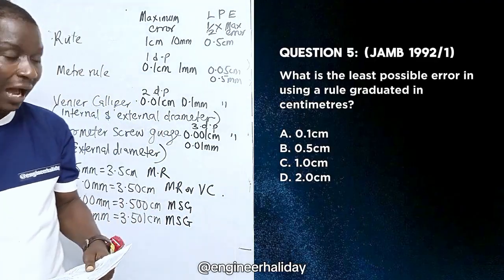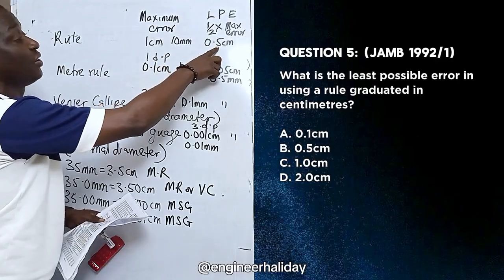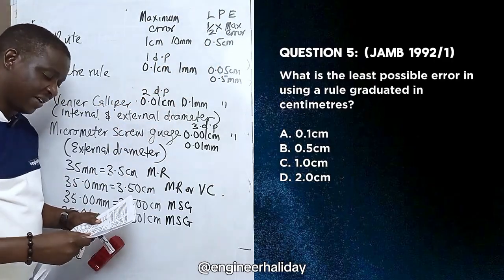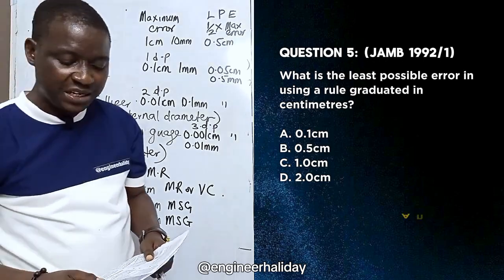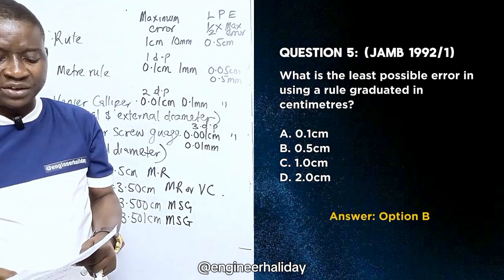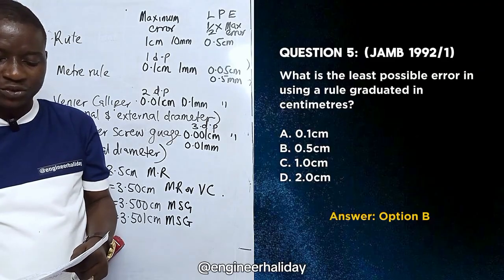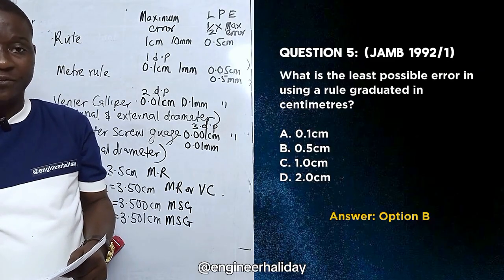Number 5, what is the least possible error in using a rule graduated in centimeter? A rule graduated in centimeter has an error of 0.5 centimeter, as I've explained before. A, 0.1 centimeter. B, 0.5 centimeter. C, 1.0 centimeter. D, 2.0 centimeter. So the answer to that question is B, 0.5 centimeter.